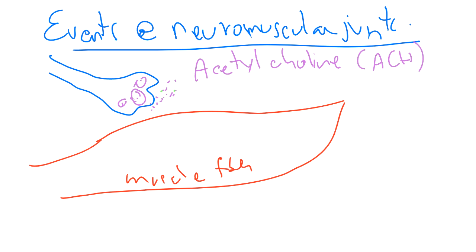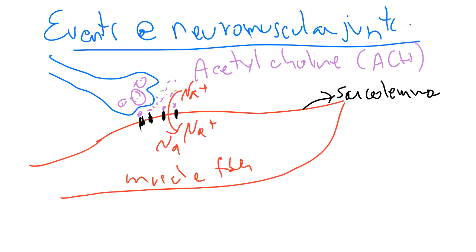Acetylcholine binds to acetylcholine receptors found in the cell membrane of the muscle cell. The cell membrane is called the sarcolemma. And the receptors are going to bind acetylcholine. When that happens, the receptor, which is an ion gate, allows sodium to go inside the cell.